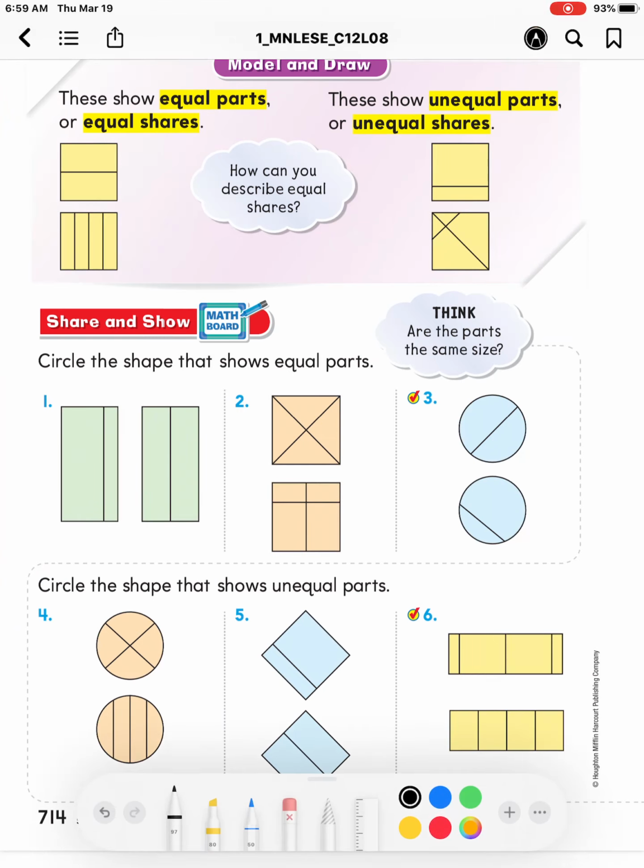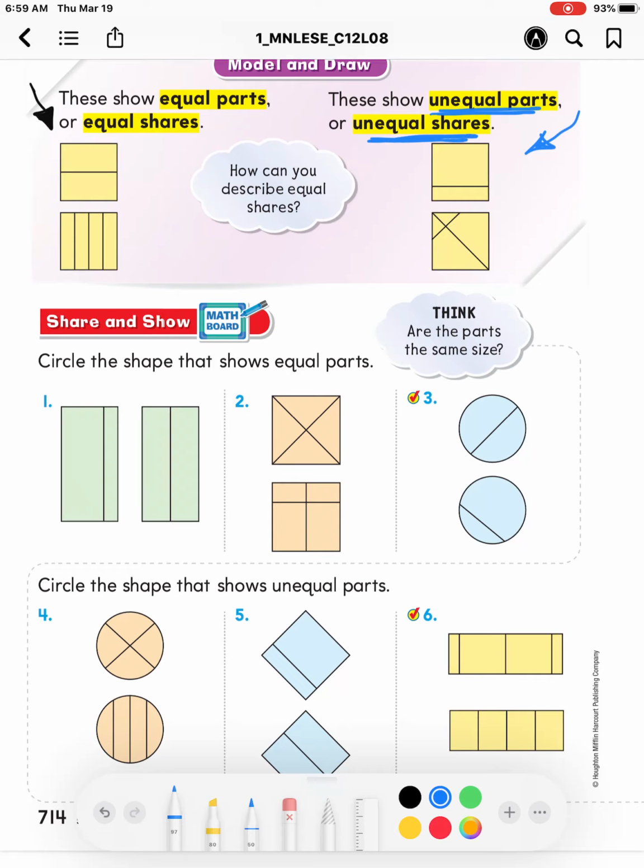Now, in this page, model and draw. The shapes on the left side show equal parts or equal shares. And those on the right side show unequal parts or unequal shares.